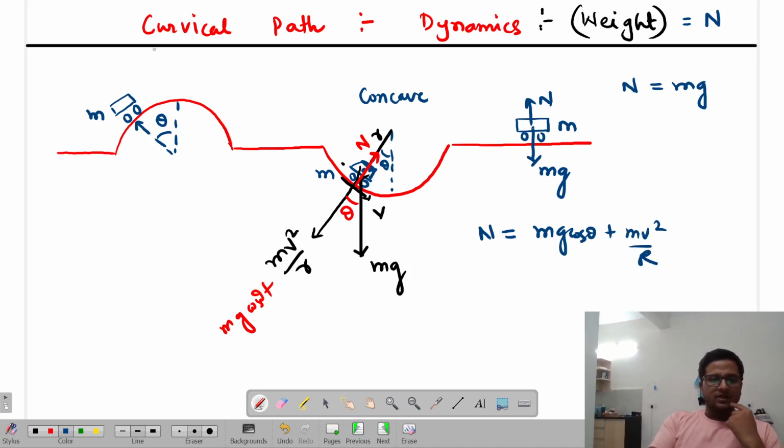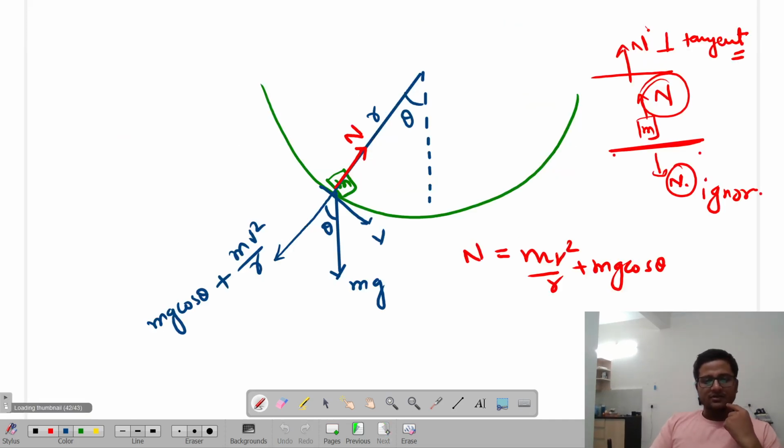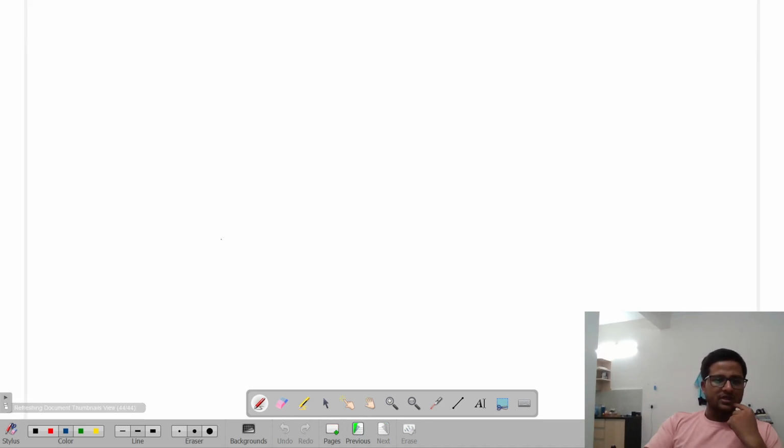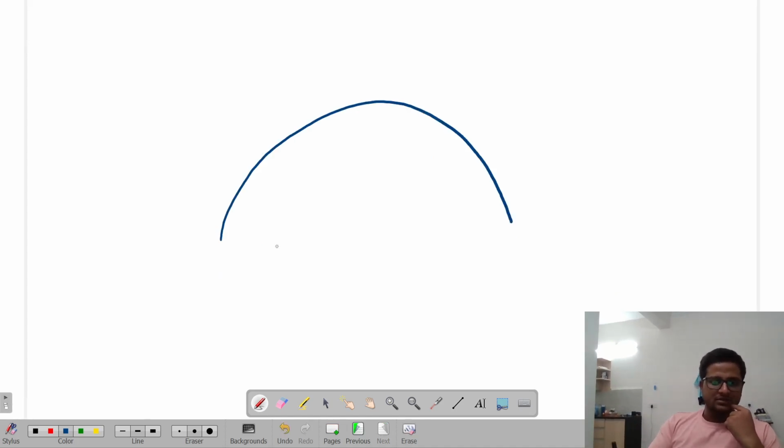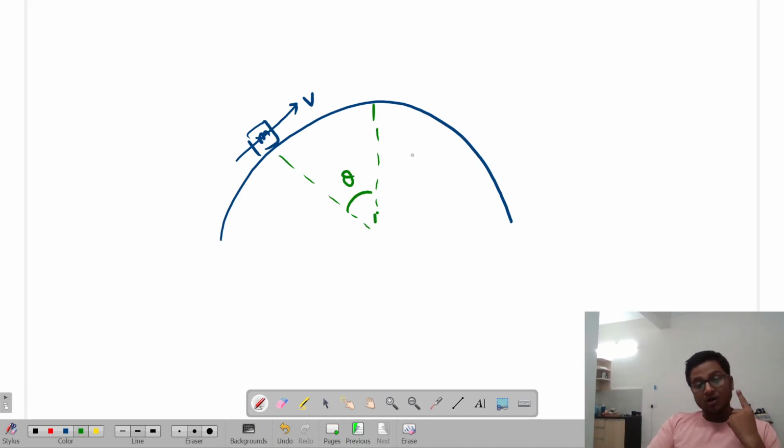Now look carefully, if it is a convex surface, I'll do a bigger diagram for that. If this is my convex surface, and this is my block of mass m moving over here, this is my direction of velocity, and this will be my angle theta. So every time I'm considering angle theta with respect to the vertical. Are you able to get me or not?